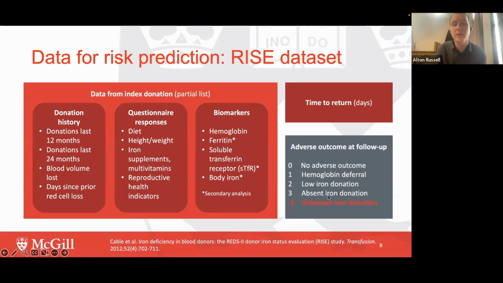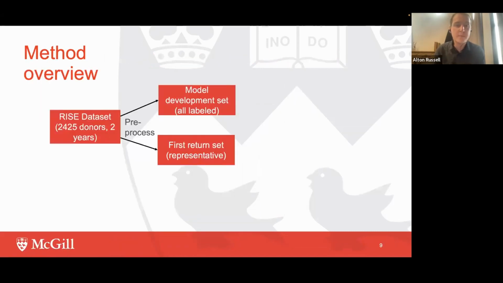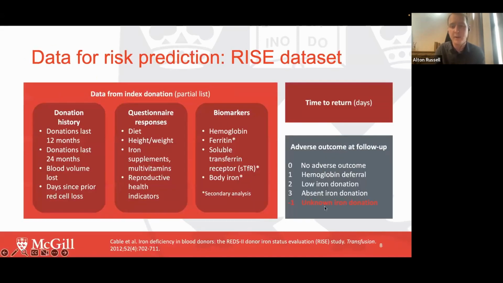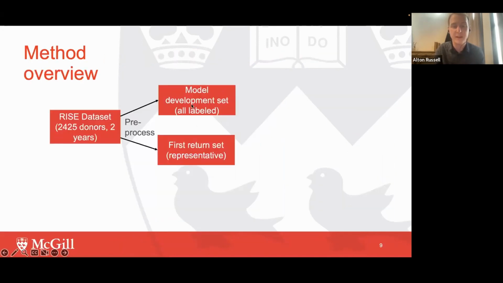However, there were some donors in the cohort who came back and completed a donation, but because ferritin wasn't measured at every donation, we don't know for sure whether they had low or absent iron stores. We just know that they completed a donation. So I classified those as having an unknown iron donation as their follow-up outcome. I took this data set, and in order to train the machine learning model, I used the subset of donations for which we know for sure what happened at that follow-up donation. So I excluded those unknown iron donations from the model development set.